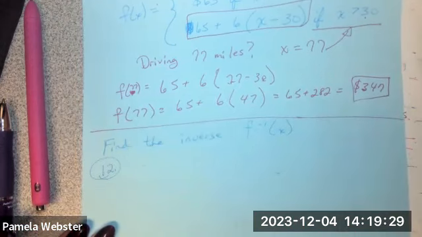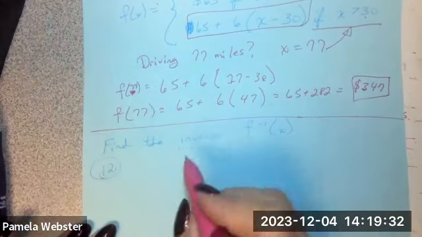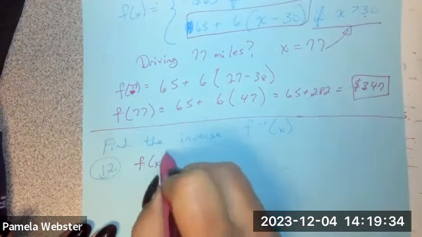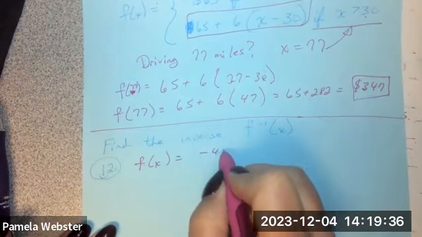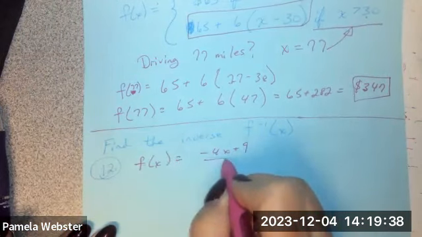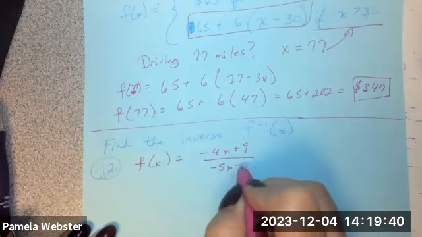Okay, so it says f of x equals (-4x + 9) over (-5x - 2).